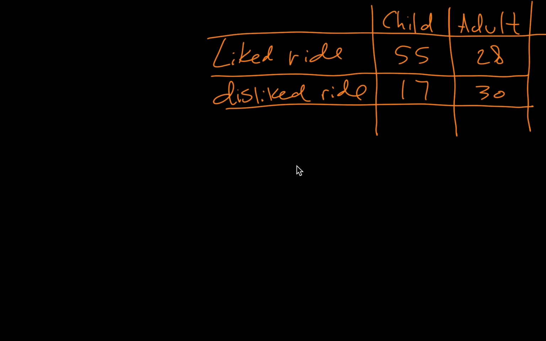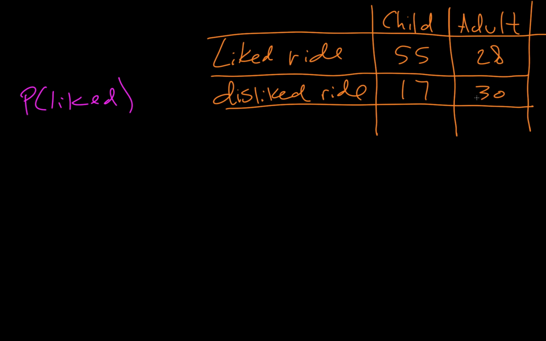People exiting a new ride at a theme park were asked whether they liked or disliked the ride. The results are shown in the two-way table alongside. So I have that on the screen right here. Use this table to estimate the probability that a randomly selected person who went on a ride liked the ride. So we want to know probability of liked. So we'll just start there. There's actually 3 things.